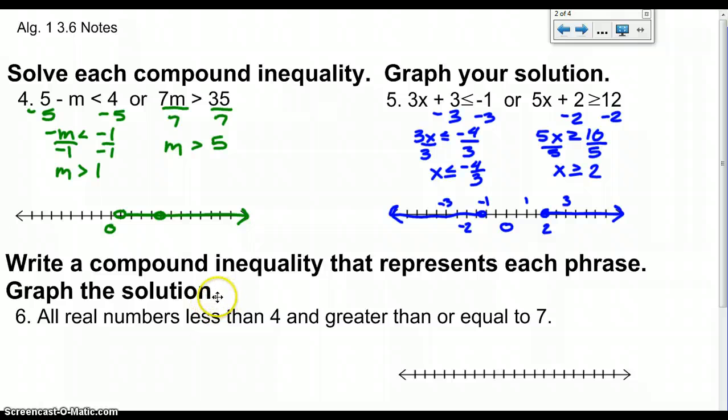Okay, I'm back and you can see my graph. We actually have two graphs going two opposite ways because x is less than or equal to negative 4 thirds. So we have a closed circle on negative 4 thirds going to the left. And then we have a closed circle on 2 going to the right because x is greater than or equal to 2.